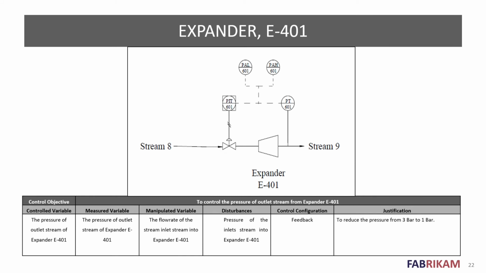Expanders are used to reduce a gas stream pressure. There are 2 expanders in this plant. The control configuration for both expanders is feedback control.